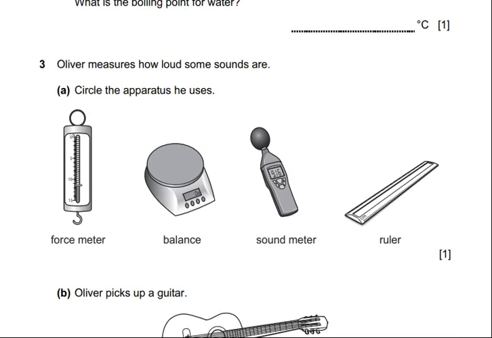Question number 3. Oliver measures how loud some sounds are. A. Circle the apparatus he uses. So we need to circle one of these apparatus. We have it here. Of course, apparatus means equipment. So to measure sound, we use a sound meter.